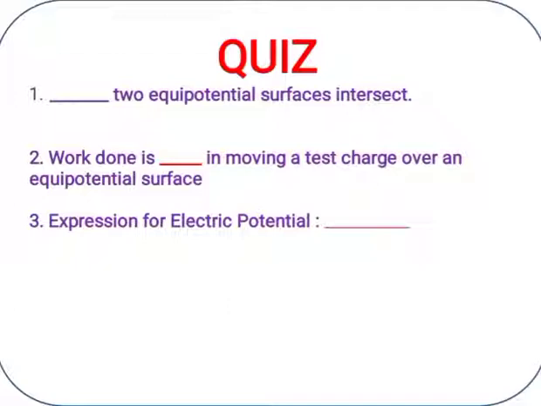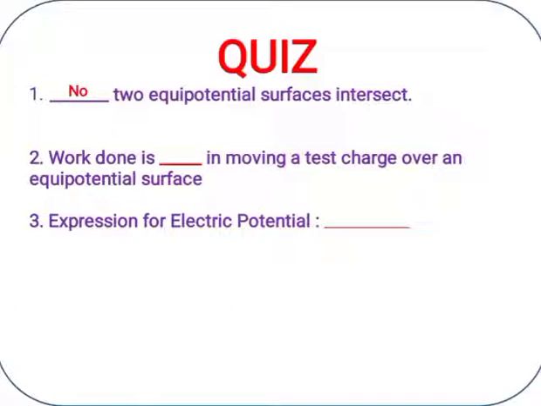Now, based on this video, I am going to discuss a few questions which are very simple. So this is your quiz time. I prepared a few simple questions based on the previous slides. Let us begin one by one. First one, dash two equipotential surfaces intersect. Second one, work done is dash in moving a test charge over an equipotential surface. Third one, expression for electric potential. Pause the video, read the questions once again and cross check your answer.